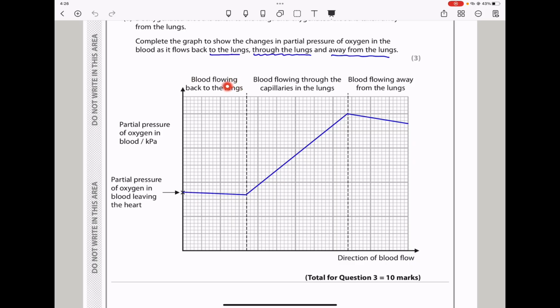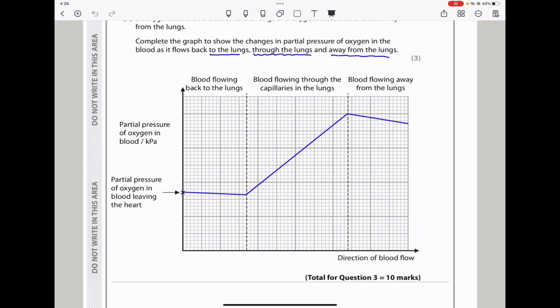So when blood is flowing back to the lungs, of course, there is going to be a very slight decrease. Actually, you could have drawn this being a flat line. It could be that it doesn't have any change, but because within the lungs there are cells, we expect some respiration to occur, and a very tiny decrease can occur. So I drew a slanting decrease, which is quite small.